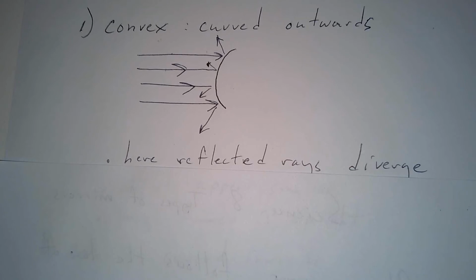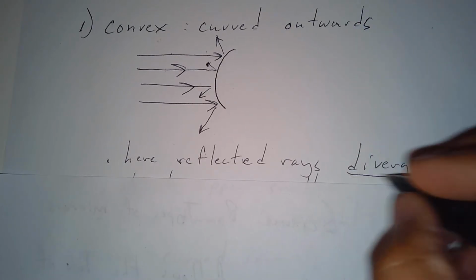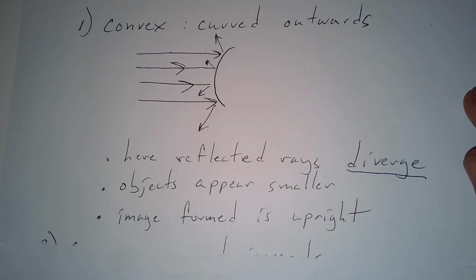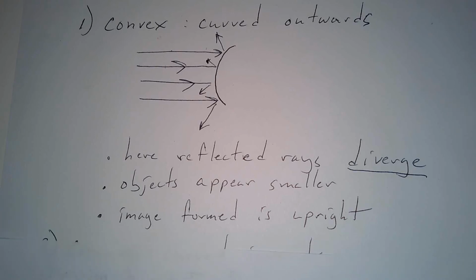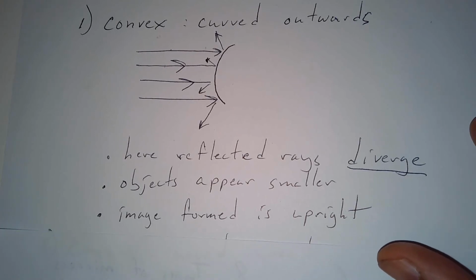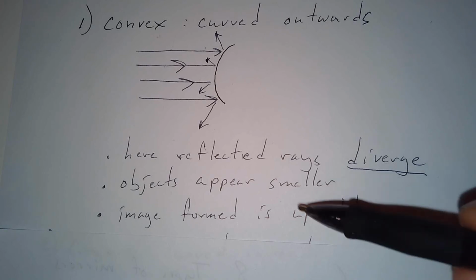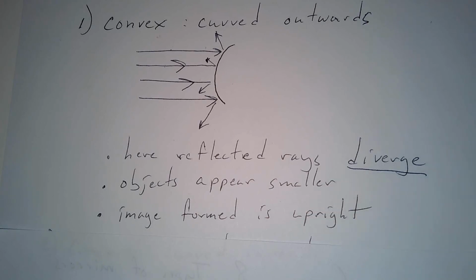Okay, so these type of reflected rays, they diverge. Diverge means they spread apart, so they're never going to be able to touch each other. They're never going to be able to intersect. And so the characteristic of the image from a convex mirror is objects are always going to appear smaller, and the image formed is always going to be upright.